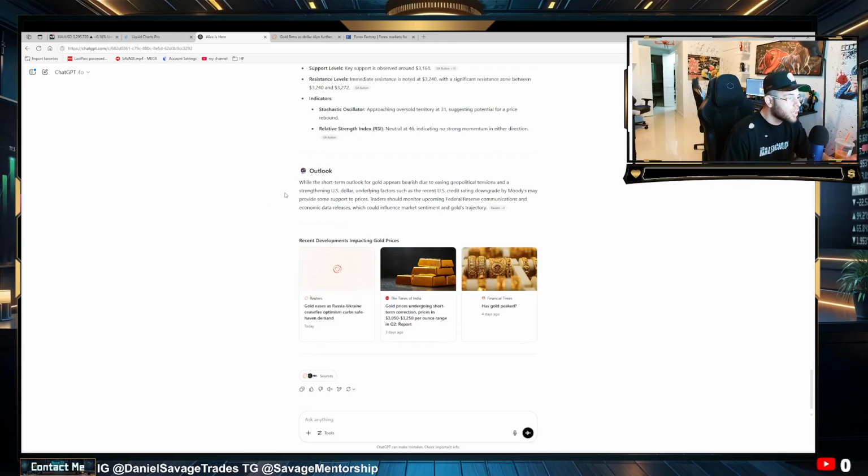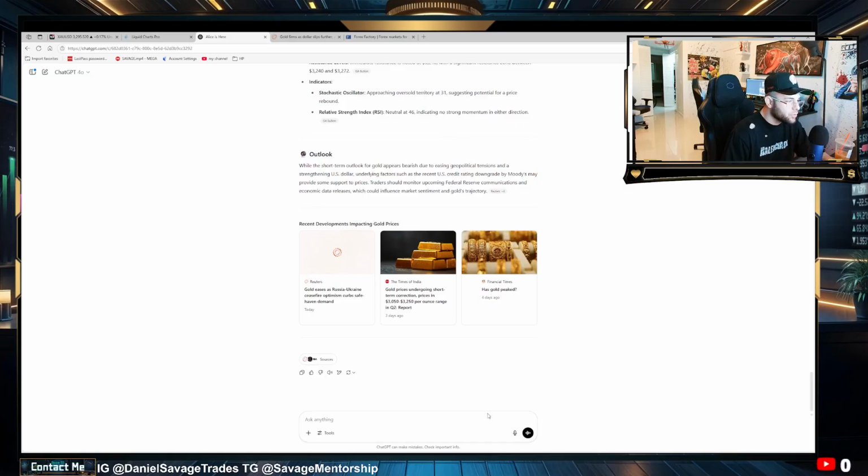Now, while the short-term outlook for gold appears bearish due to easing geopolitical tensions and strengthening U.S. dollar, underlying factors, such as the recent U.S. credit rating downgrade by Moody's, provide some support to prices. Traders should monitor upcoming Federal Reserve communications and economic data releases, which could influence market sentiments and gold trajectory.